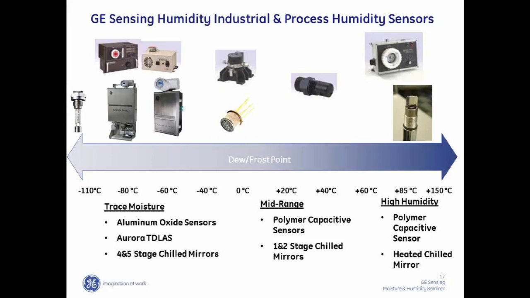In the mid-range, from about 0 to plus 20 or 30 degrees C or so, we're using polymer capacitive sensors and our 1- and 2-stage chill mirrors. And in high humidity, we use polymer sensors and our heated chill mirrors. A heated chill mirror almost sounds like an oxymoron, but I'll explain that a little bit later. It's a system where we directly measure the dew point temperature, but we have to heat all of the surrounding surfaces. So it's key to remember that very often there isn't one particular technology that'll cover the full dynamic range.